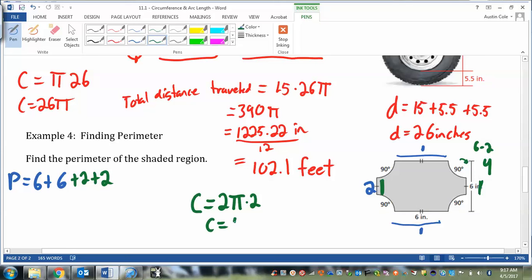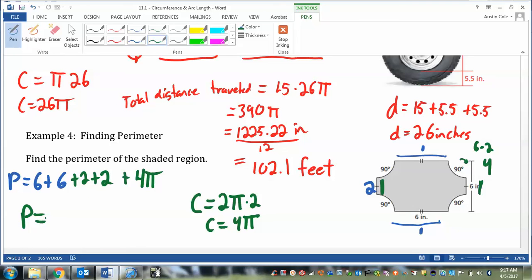So circumference is going to be 4 pi. So I need to add that on here at the end. So plus 4 pi. So our perimeter total, we'll put this in terms of inches. You can approximate it.